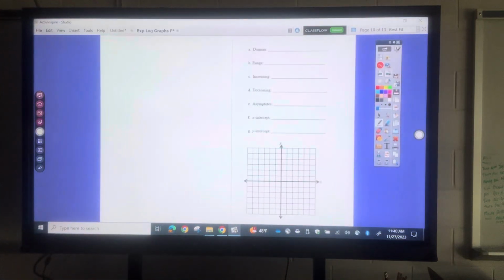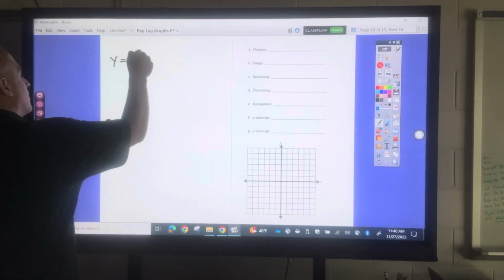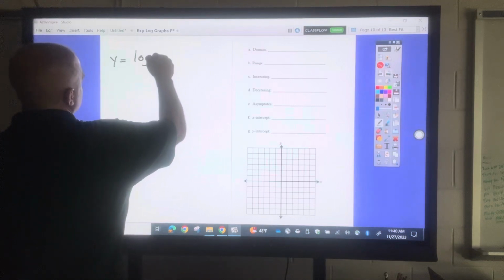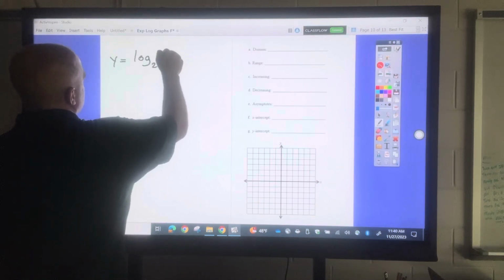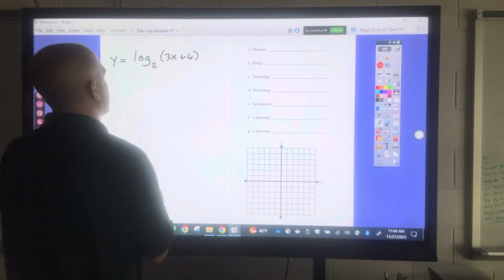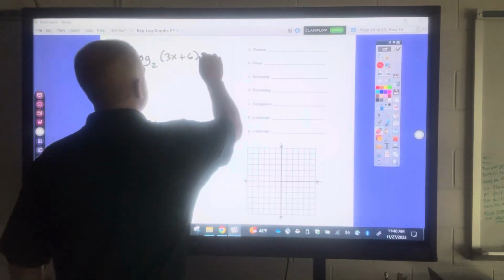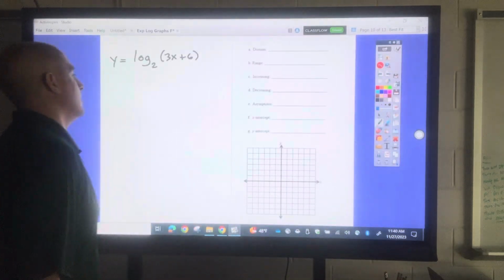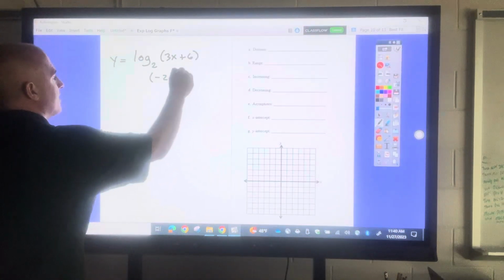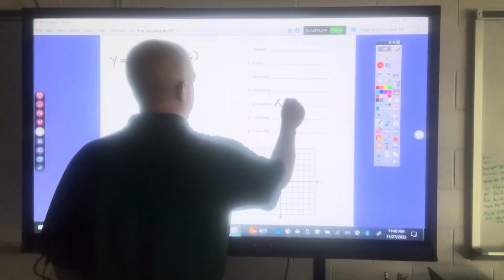All right, and then let's do one with log. Let's not put this, just do this. Okay, so I solve the inside, that's -2. There's nothing on the outside, so that's going to be 0. So I've got an asymptote of x equals -2.